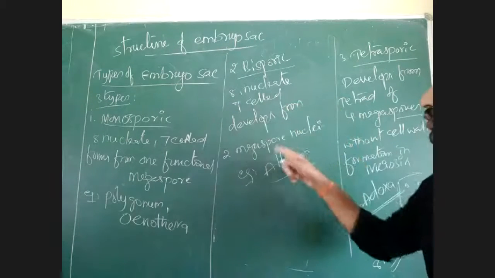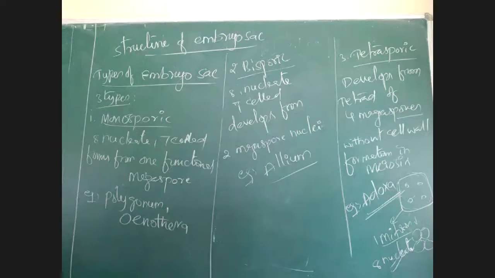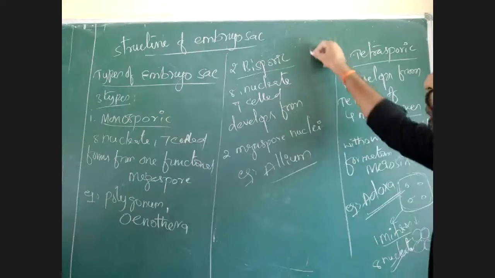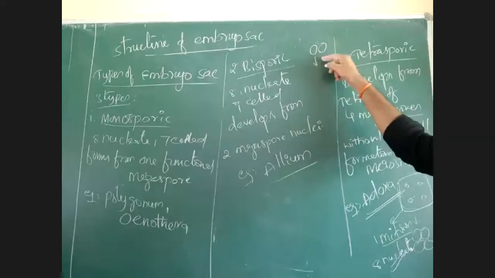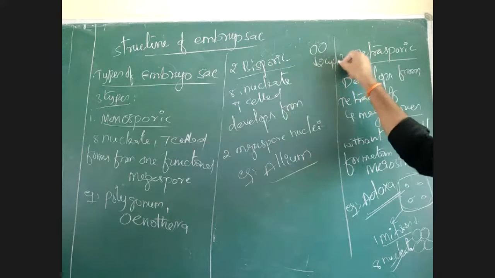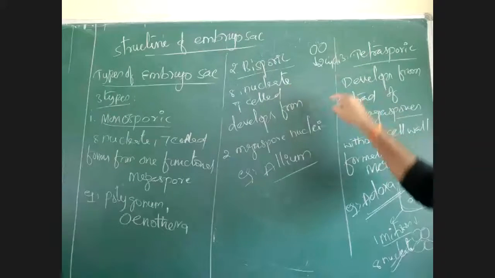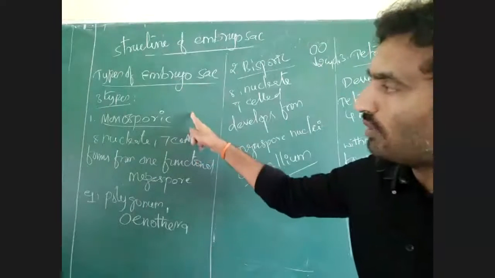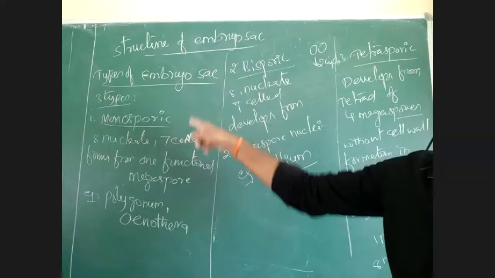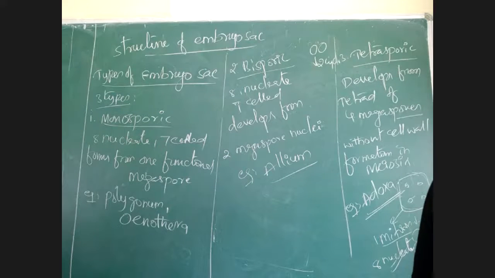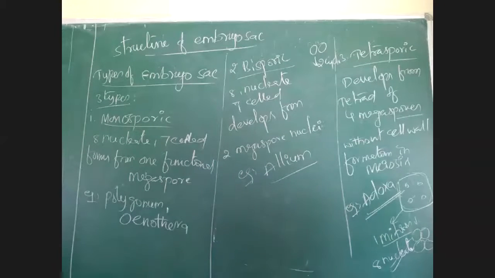Bisporic means 2 megaspores give rise to the 7-celled, 8 nucleate condition. They undergo 2 cycles of mitosis. In monosporic embryo sac, 1 megaspore undergoes 3 mitotic cycles and gives the 7-celled 8 nucleate condition. These are types of embryo sac. Complete that. Then I will give you some questions related to formation of embryo sac.